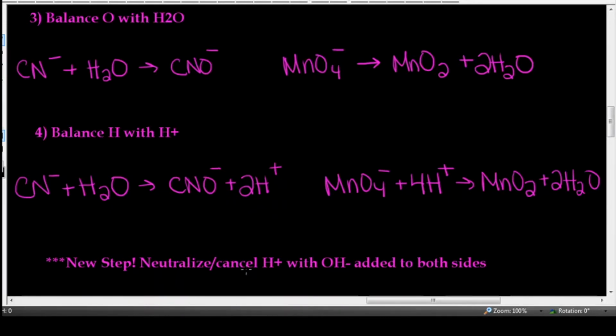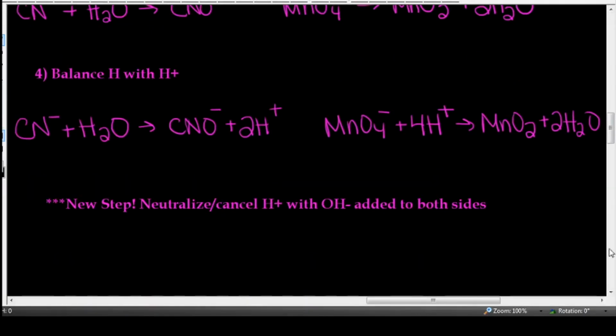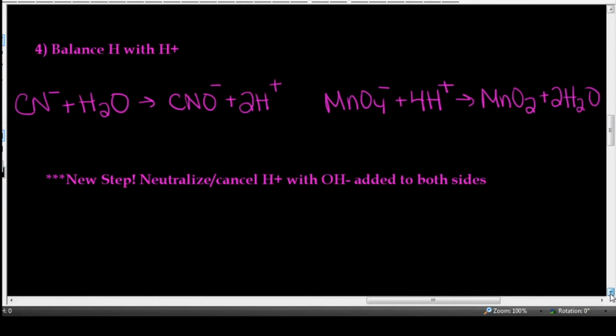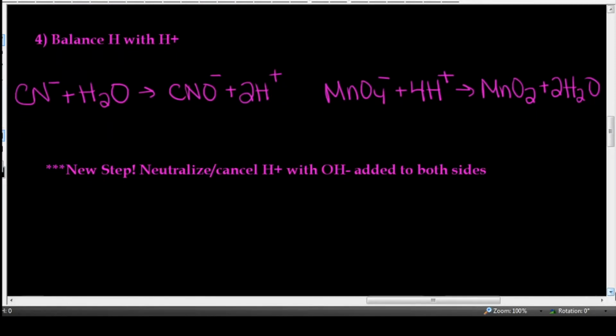Now here is where we are going to take care of the fact that we are in a basic solution. Right now we've got these hydrogens in our reaction, and we need to get rid of them because this solution is basic, so we should have an excess of OH minus, not an excess of H plus. So I want to take these H pluses and get rid of them by adding 2 OH minuses to the right-hand side of this reaction. Because we know, based on our acid-base chemistry, that H pluses plus OH minuses make water. So in fact, I don't really like the way I wrote that at all.